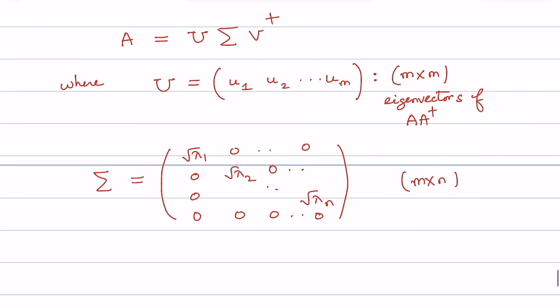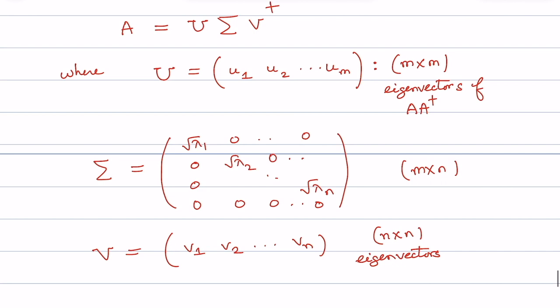And V is going to be a matrix formed by the eigenvectors V1, V2 up to Vn. This is an n by n square matrix, and these are the eigenvectors of A dagger A, right?